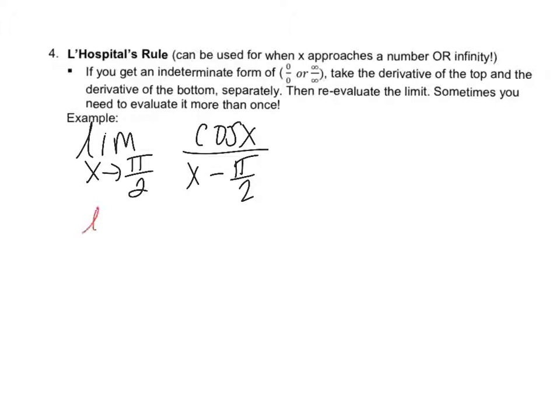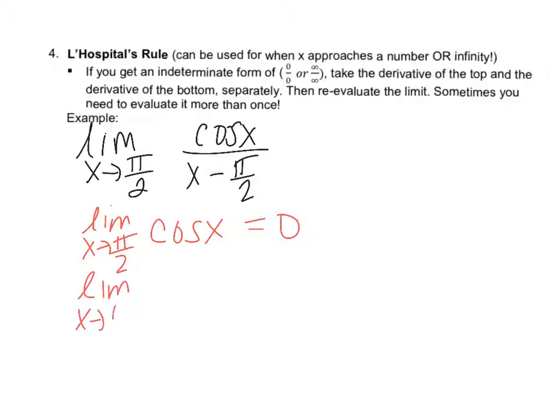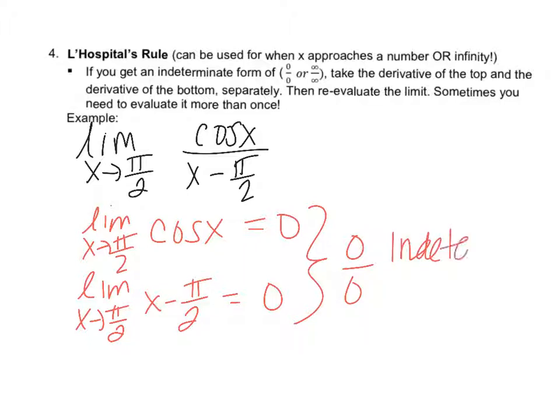You have to prove that the limit of the top and the limit of the bottom are going to give you that indeterminate form. So the limit of cosine x over x minus pi over 2. I'm just doing the limit of the top. The cosine of pi over 2, remember pi over 2 is 90 degrees, that's going to give me 0. And the limit of the bottom as x approaches pi over 2 of x minus pi over 2 is also going to be 0. This proves an indeterminate form, 0 over 0. You want to write indeterminate on your paper, and then you can proceed with doing L'Hopital's.